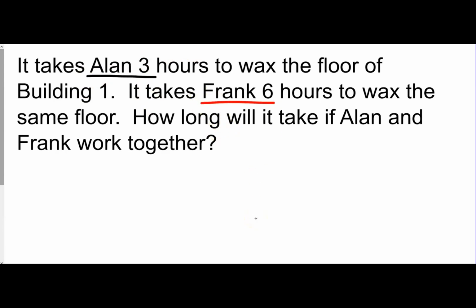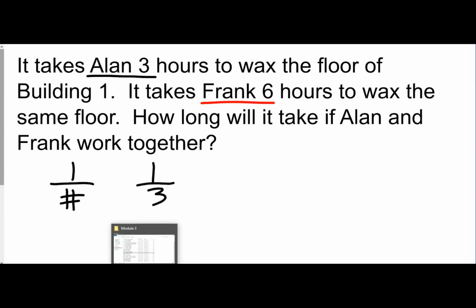It says, it takes Alan 3 hours to wax the floor of building 1. It takes Frank 6 hours to wax the same floor. How long will it take if Alan and Frank work together? So you're setting up 2 fractions, and your fractions are basically 1 over the number for that person or for that item, because it takes Alan 3 hours. But if you thought about it as a fraction over each hour, Alan is really doing only a third of the work every hour. So that's why we get that fraction, because it's 1/3 for every hour.